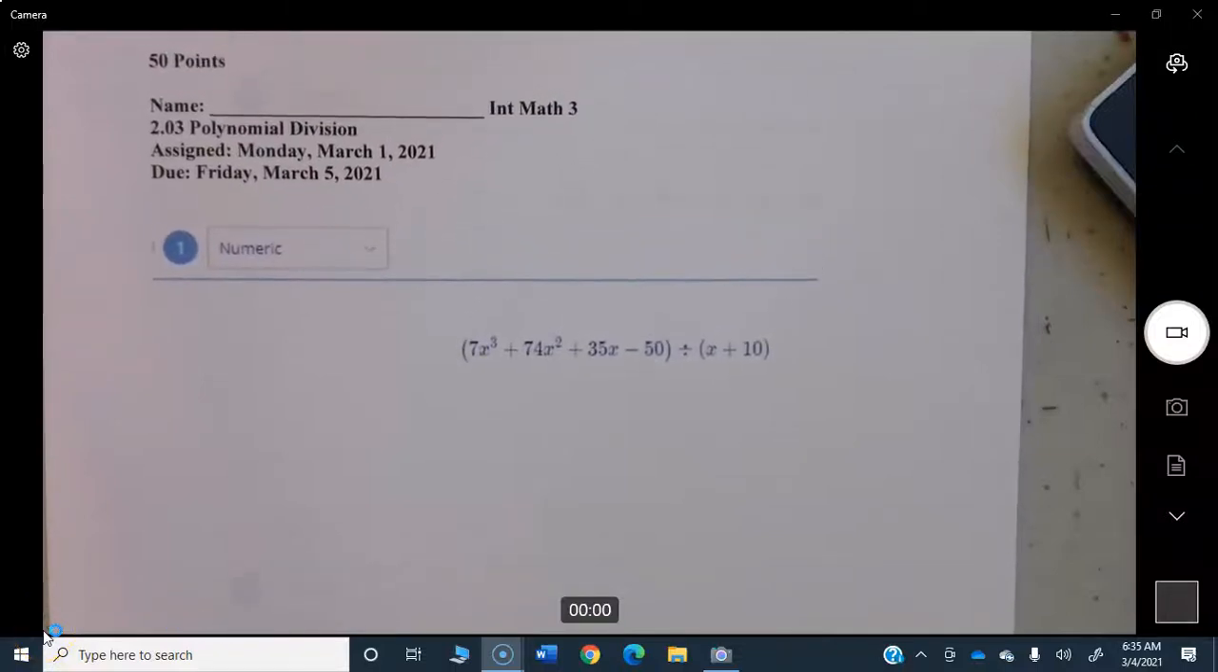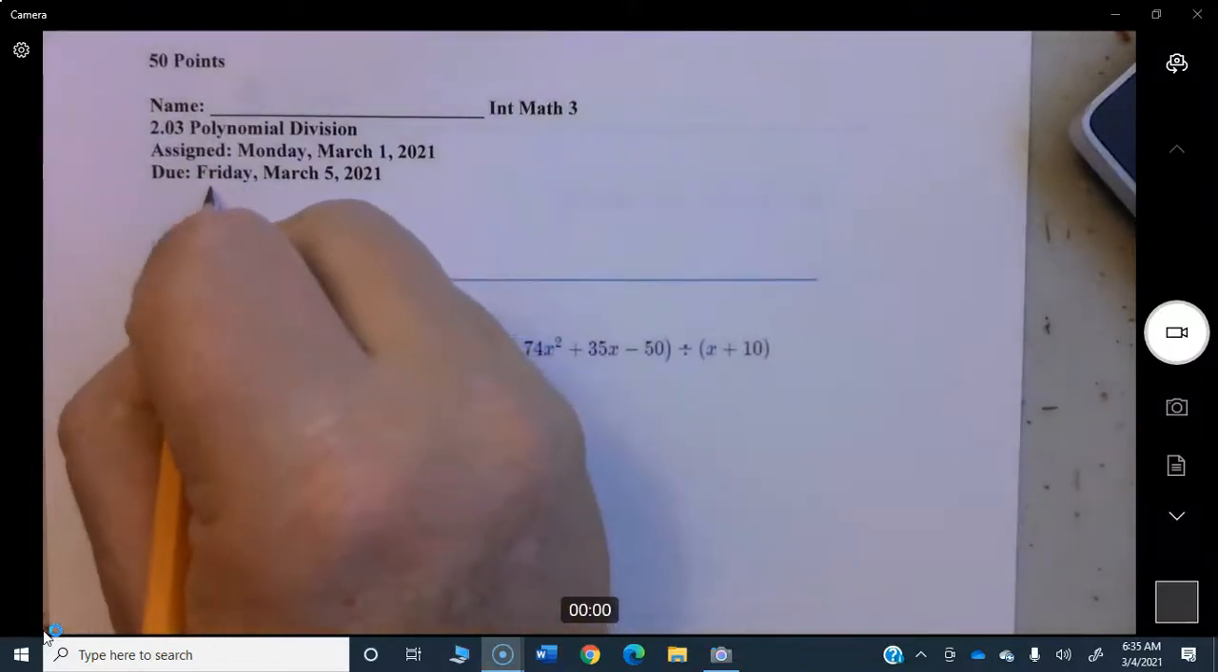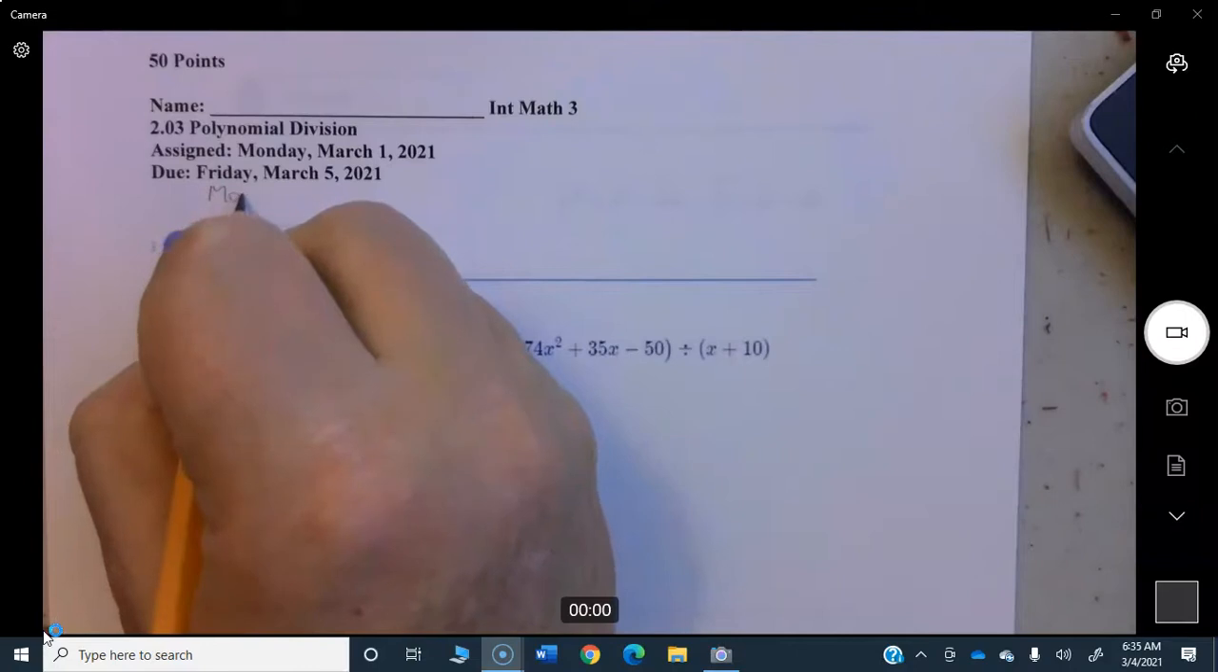Integrated Math 3. This is assignment 2.03. It's on polynomial division. It was assigned Monday, March the 1st. The due date I had set was this, but we're going to change that to Monday, March the 8th.